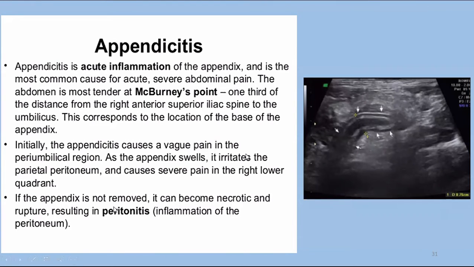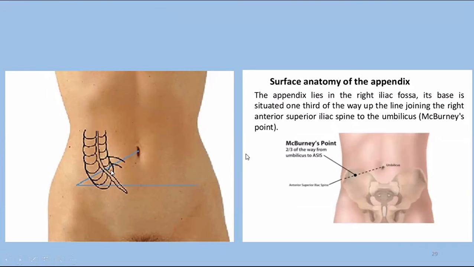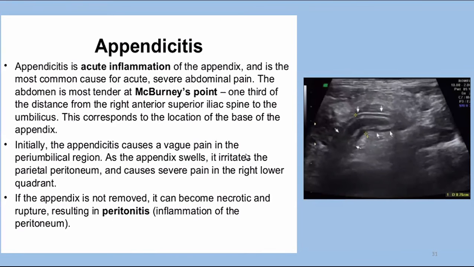If the appendix is not removed, it can become necrotic and rupture, resulting in peritonitis. When this happens, the contents within the enlarged appendix are spilled out into the peritoneum. So instead of a small incision in this area, when it ruptures, it becomes bigger. There's a bigger incision in the middle, because you have to clean the area, to prevent sepsis. So that's the importance of diagnosing it before it ruptures.